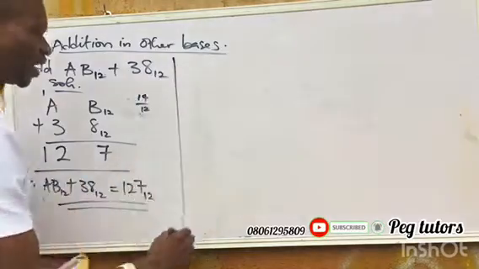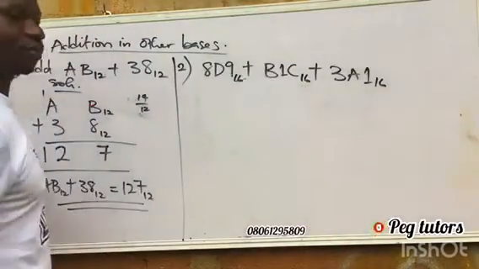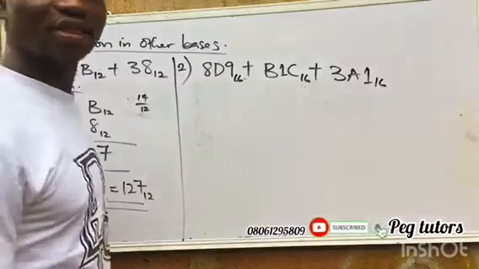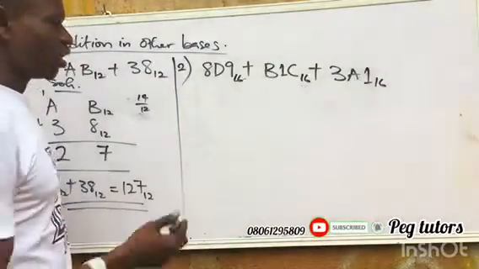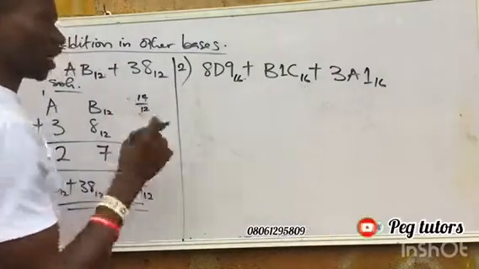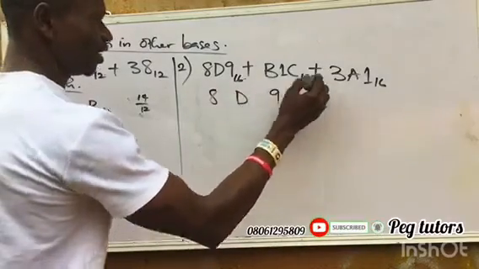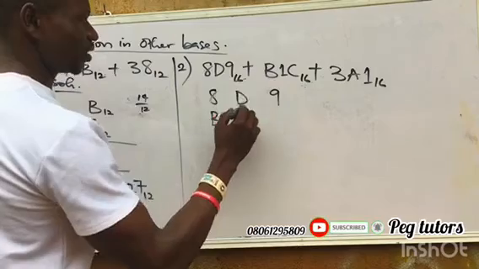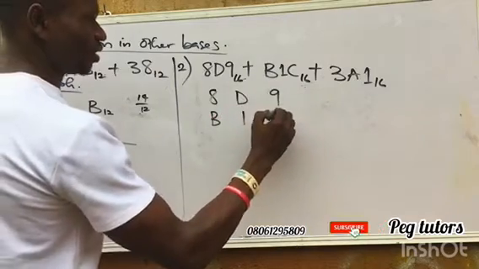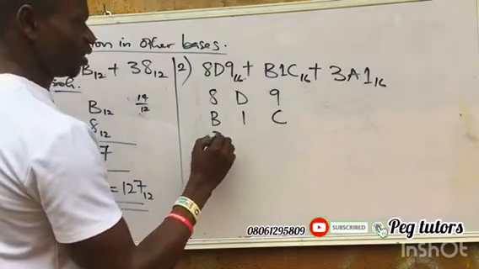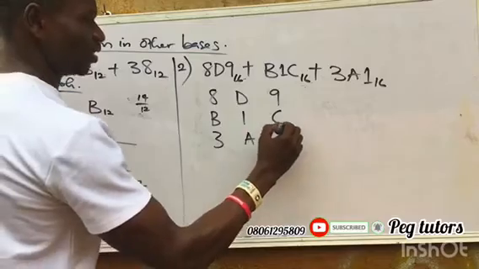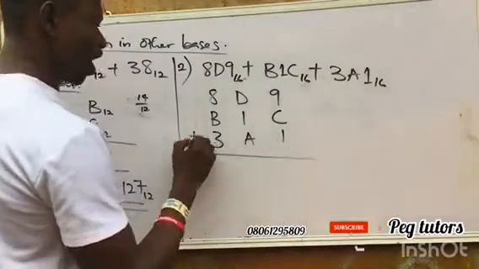Then let's take another example too. Add up. So how do you add this up? Very simple. All you still need to do is take the same method I took here. So you have 8, then here is D, here is 9. Next, this is B, this is 1, this is C. Next, this is 3, this is A, then this is 1. Remember, you are adding.